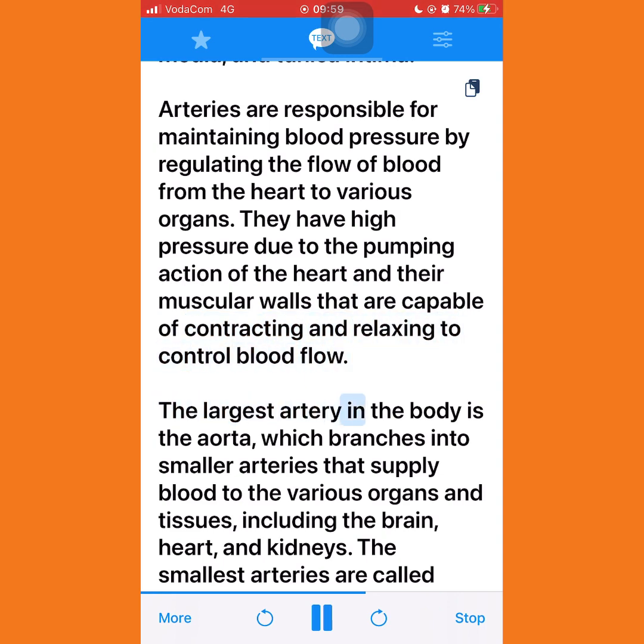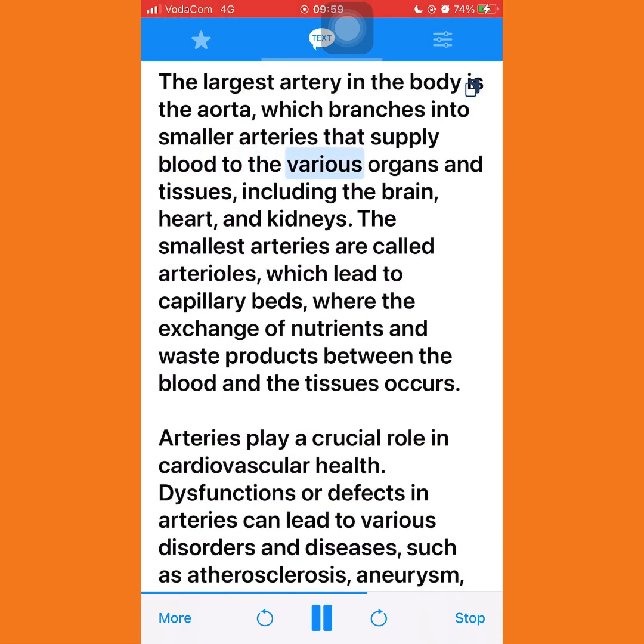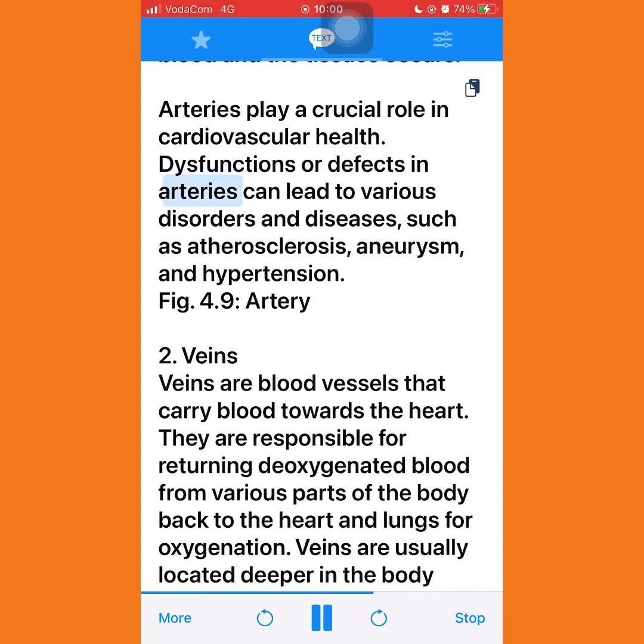The largest artery in the body is the aorta, which branches into smaller arteries that supply blood to the various organs and tissues, including the brain, heart, and kidneys. The smallest arteries are called arterioles, which lead to capillary beds, where the exchange of nutrients and waste products between the blood and the tissues occurs. Arteries play a crucial role in cardiovascular health. Dysfunctions or defects in arteries can lead to various disorders and diseases, such as atherosclerosis, aneurysm, and hypertension. Fig. 4.9, Artery.